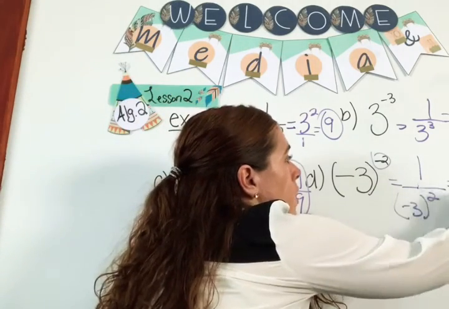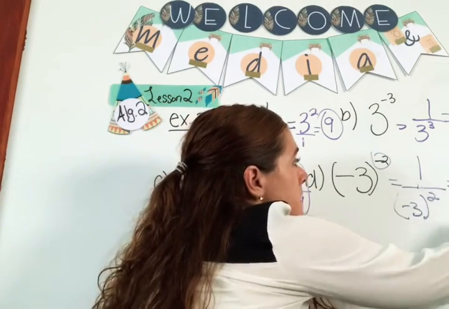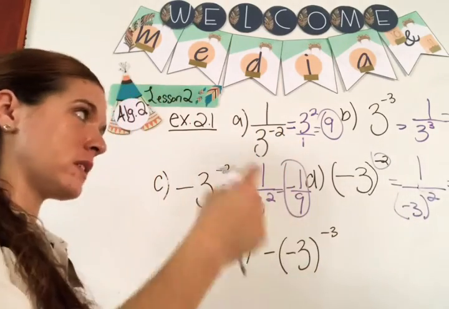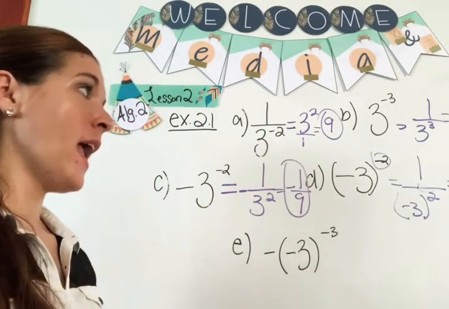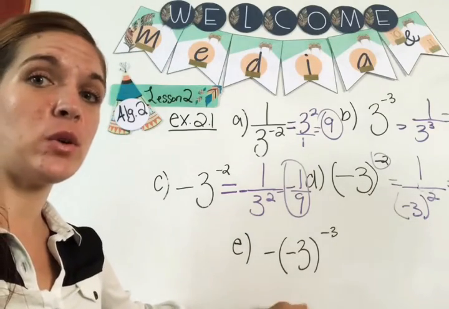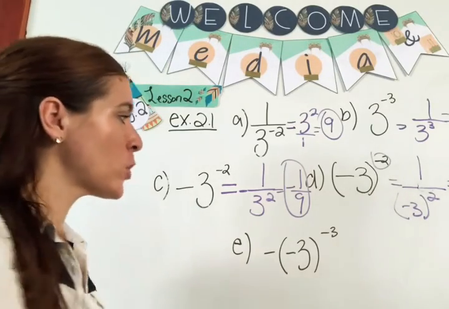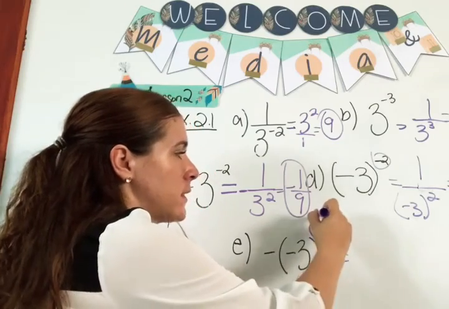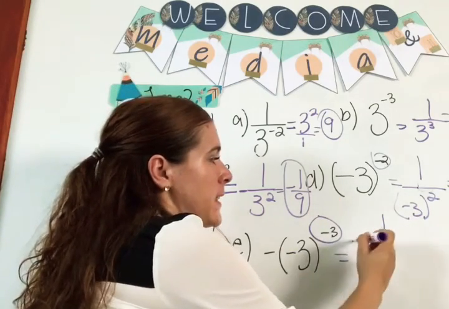So you have 1 over what? 9. Positive is negative 3 times negative 3, which is 9. Okay, now they're going to throw a bunch of negatives at you just to see if you are paying attention, right? So what are you going to do first? First, let's handle this. So it's going to be putting it in the denominator.